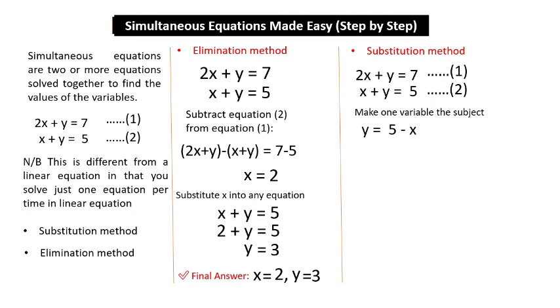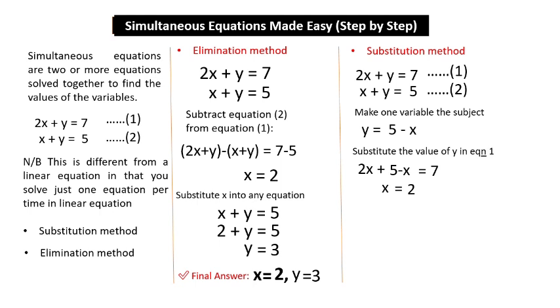Now to make y the subject of the formula, we write y on one side of the equal sign, and then it equals 5. When you take the x across, it becomes minus x. Now substitute the value of y in equation 1. In equation 1, we have 2x plus y equals 7, but now y is 5 minus x. So you have 2x plus 5 minus x equals 7. Collect like terms, and you have 2x minus x, which gives you 1x, equals 7. Now you take 5 across the equal sign and it becomes minus. So you have 7 minus 5, and that gives you 2. So the value of x is 2, which is the same as what you got using the elimination method.